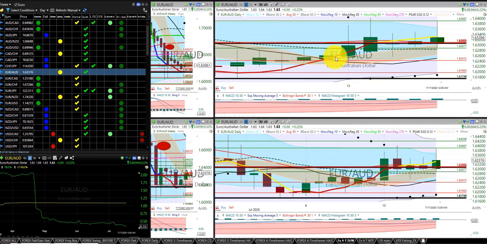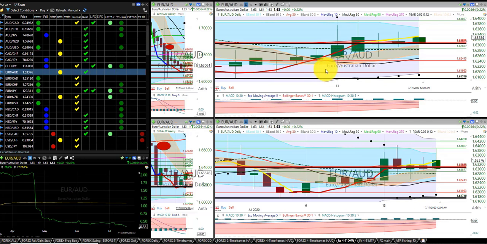Here our Aussie dollar, nothing but shorts. Initial trade was stopped out. Initial short on the weekly high was also stopped out at the PSAR. We had it here at the edge of the river and didn't trade this further after that.